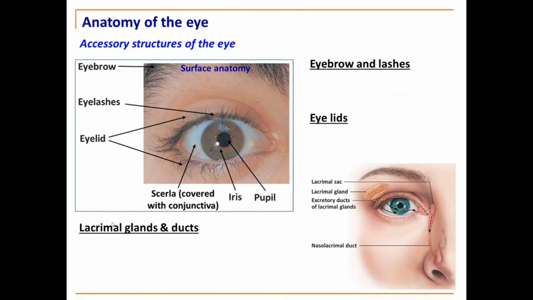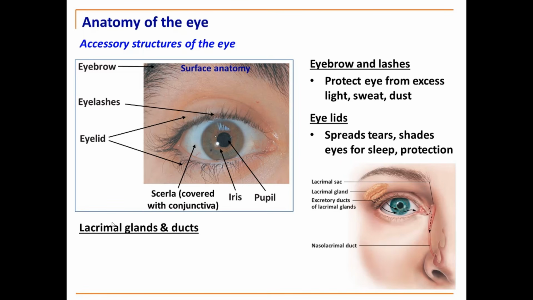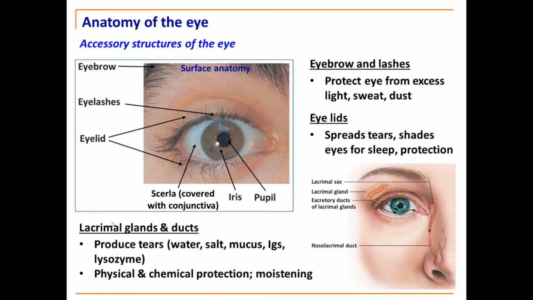So your eyebrows and your lashes, well, of course, they help to protect the eyes from excess light, from sweat, and from dust. The eyelids, well, they help to spread tears. They shade the eyes for sleep, and they're involved in protection as well. And then you've got the lacrimal glands and the ducts. Well, these are the things that produce tears.